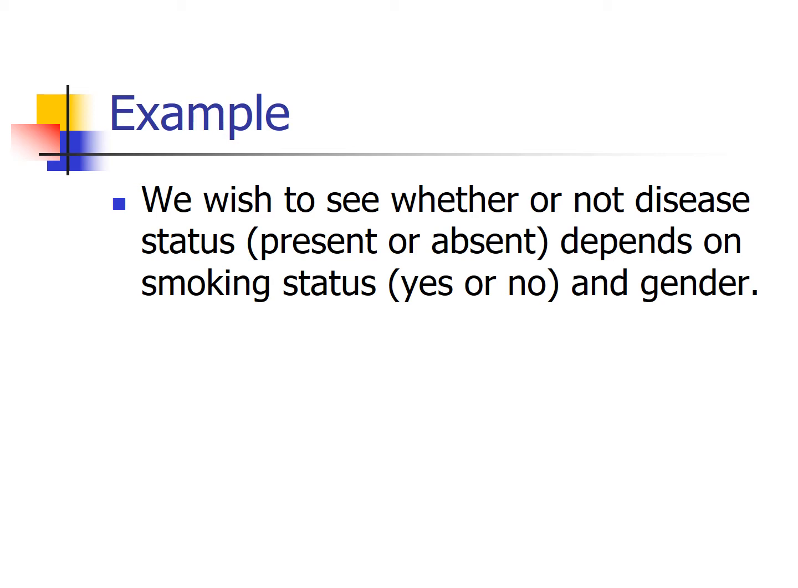So let's look at an example to get a little bit more comfortable with the notation, and then from there we'll talk about how to analyze this example with a toy data set using SAS. So we wish to see whether or not disease status, present or absent, depends on smoking status, yes or no, and gender. So our y variable is disease status. It only takes 2 outcomes. As of now, it has to. We don't have the ability to make that y variable anything more than 2 outcomes. And we have 2 x variables, smoking, yes or no, and sex, male or female.